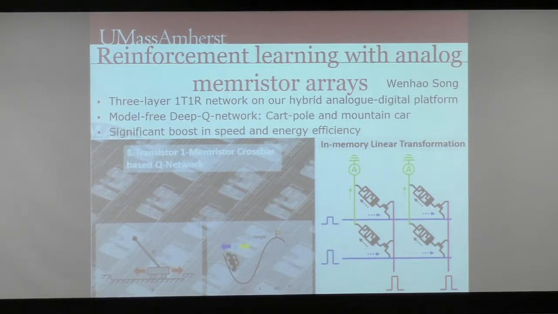So here, we experimentally demonstrate a reinforcement learning instance based on the 3-layer 1T1R network on our hybrid analog digital platform. We build a model-free Deep Q network and use it to solve two classic control problems, cart pole and the mountain car. We found that a significant boost in speed and energy efficiency could be obtained compared to traditional digital systems.